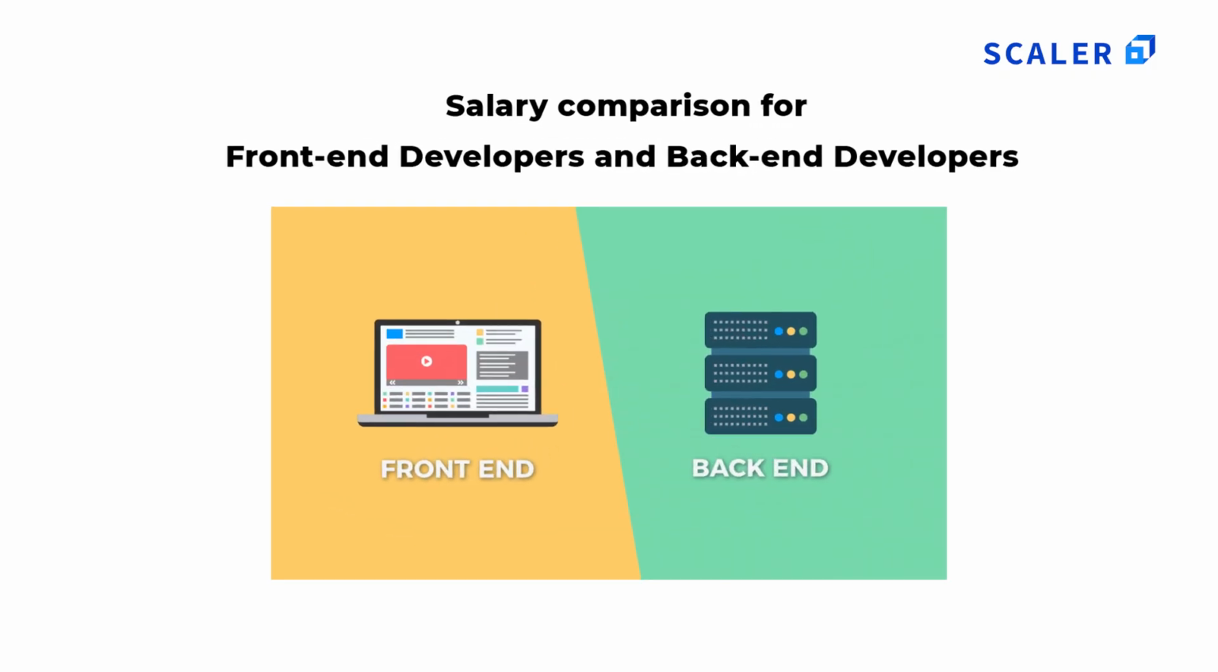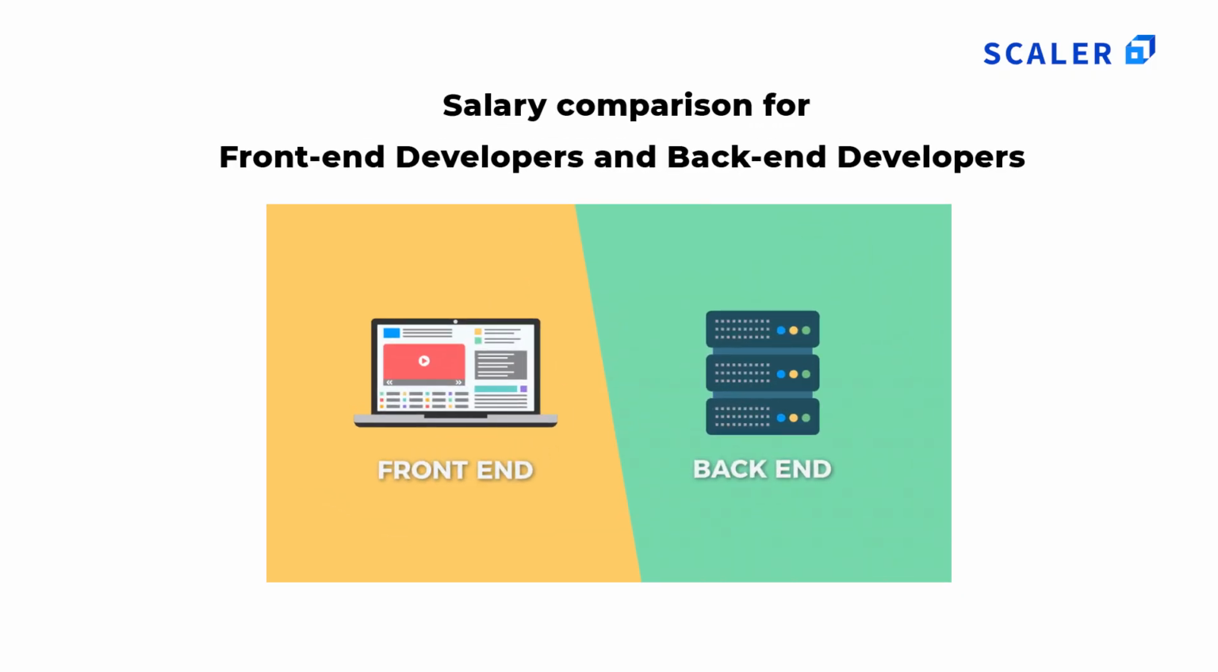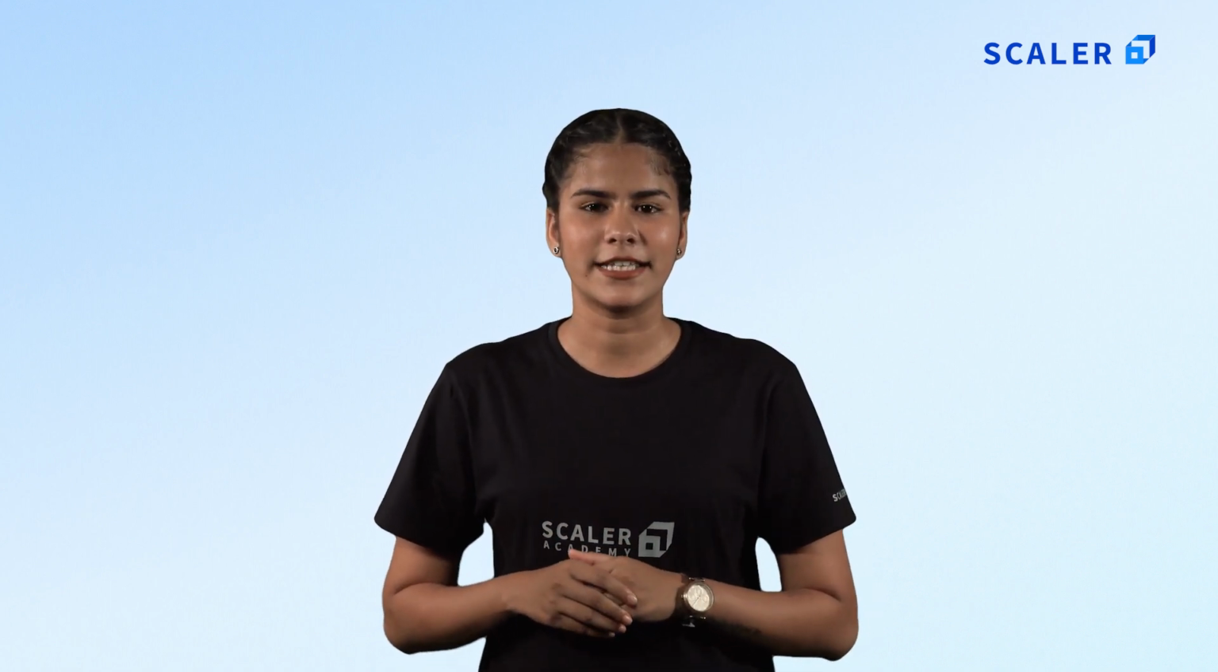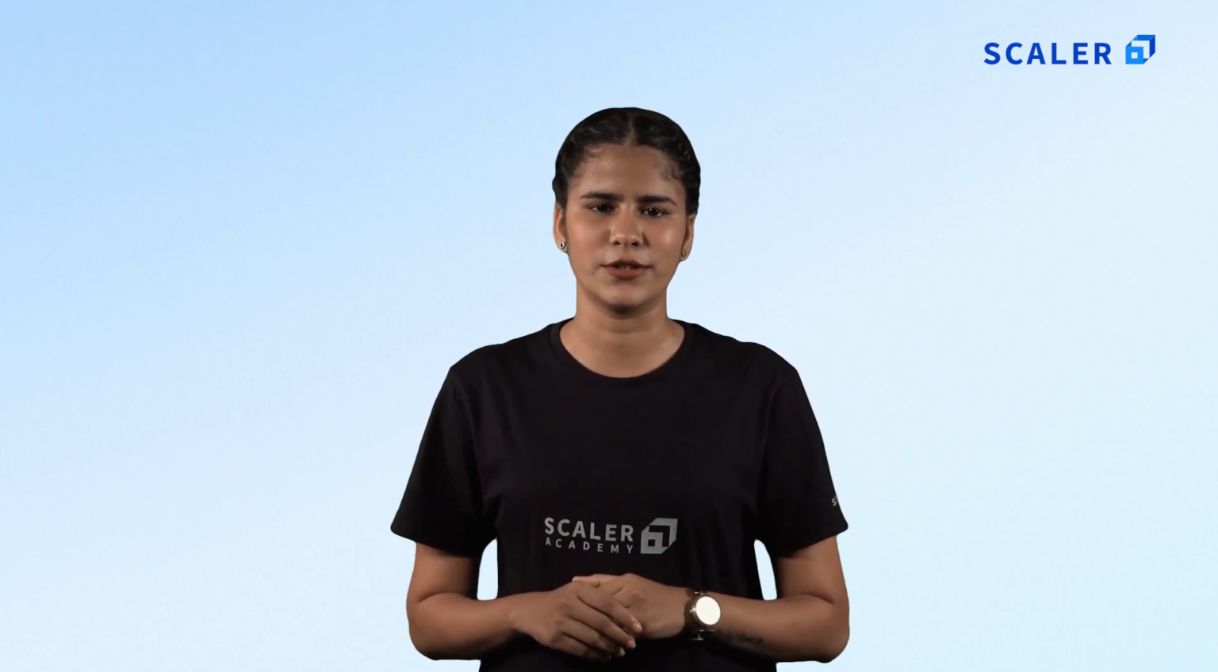Let us have a salary comparison for front-end and back-end developer. All the developers are paid very highly and the salaries vary according to the years of experience and knowledge. An average developer with the experience of 1 to 4 years can earn up to 5 to 6 lakhs annually. Whereas with experience of 5 to 12 years, they can easily be paid 15 lakhs. Therefore, let us see the salary differences for front-end and back-end developers.